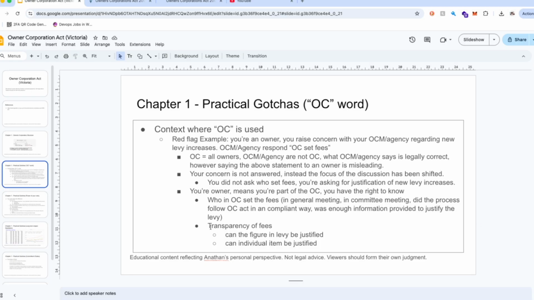You also have the right in terms of the transparency of fees. So ask the question: can the figure in the levy be justified? Can each individual item be justified? And here, when I say figure, I mean the numbers.